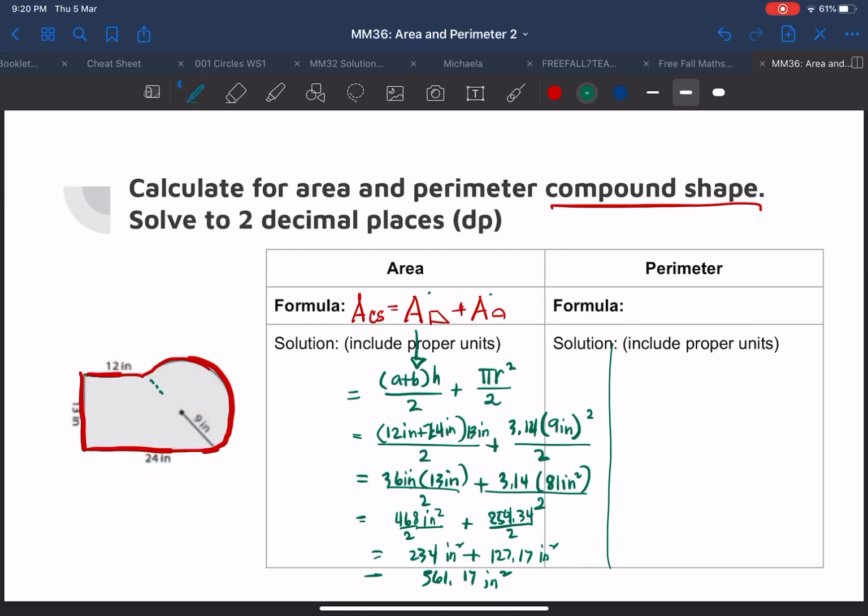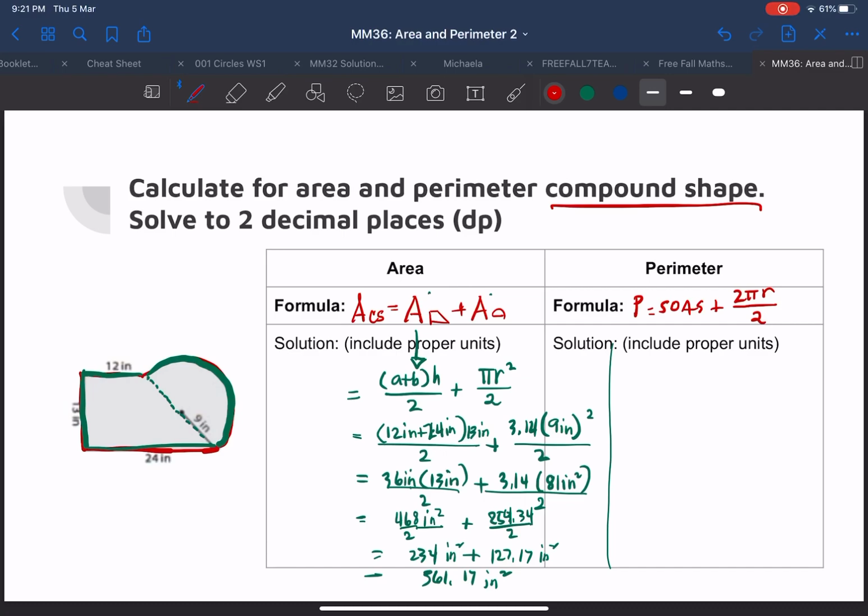Let me put a dotted line there, because we need the circumference of half a circle. We know the lengths of these: 12 inches, 13 inches, 24 inches. But we also need the circumference. So how do we write the formula? Perimeter is equal to the sum of all the sides plus circumference, 2 pi r divided by 2.